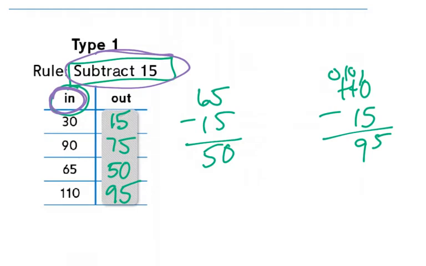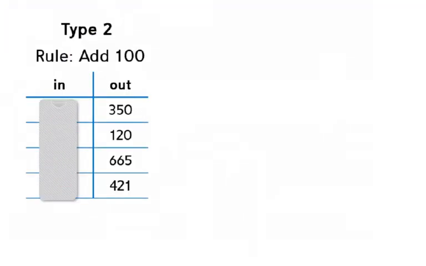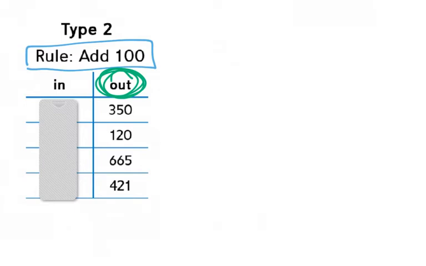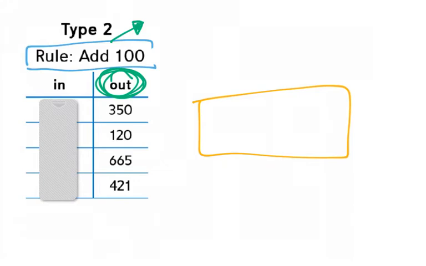Let's try a different type of what's my rule table. This time, this is type 2. We're still given the rule, but this time, we're given the number that comes out. So since we're working the opposite direction, we know that a number that goes in, they add 100. But guess what? We're going the opposite direction, so we're actually going to do the opposite to get what went in to begin with. So if I have my little machine and something happens inside, which we know is adding 100, we need to figure what went in.